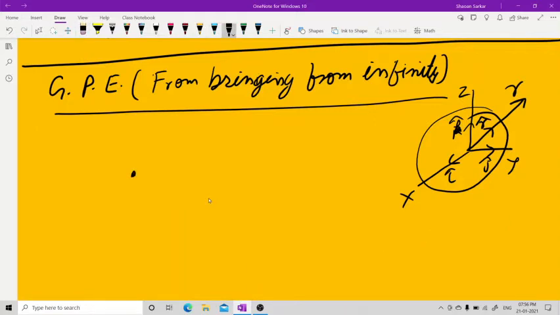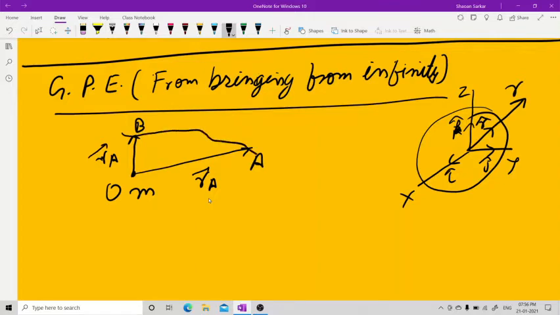Now see, you have a mass m at the origin. Now this is your radius vector. We are no more in x, y, and z. We are using this radius vector concept now. This is the position A, in the gravitational force field. Now this is the point B. Let the radius vector of this be called RA, and let this be called RB. Now the path is something like this.